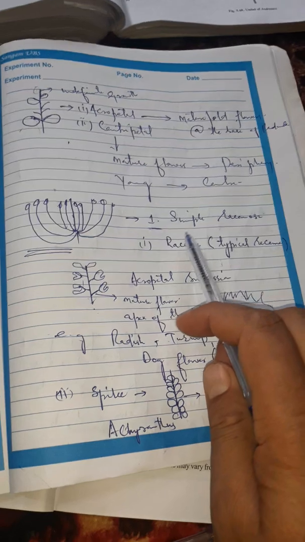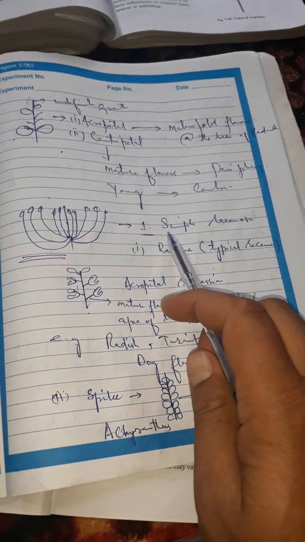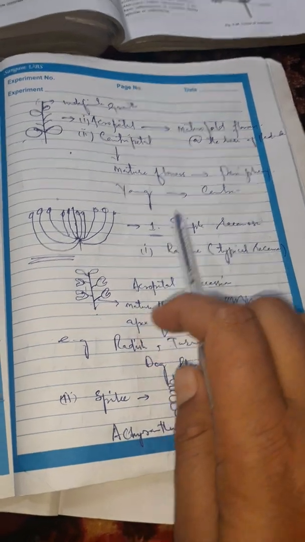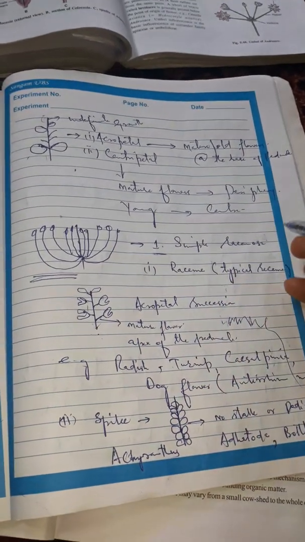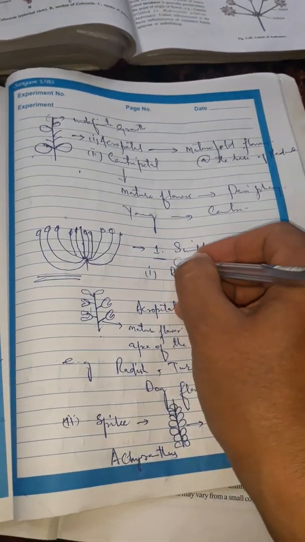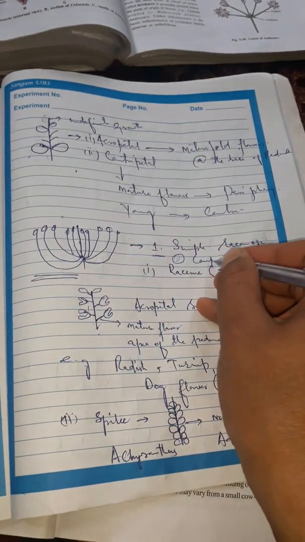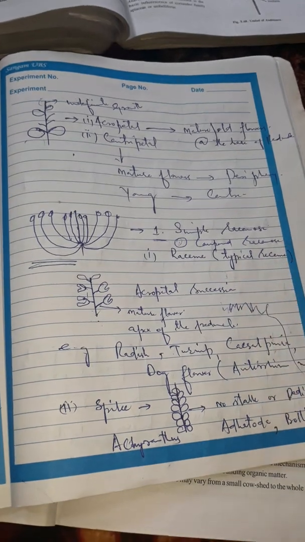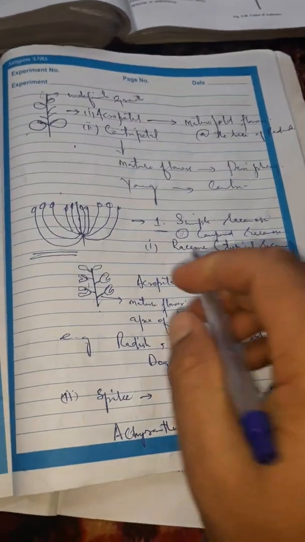So far as the racemose inflorescences are concerned, there are two types. One is called a simple racemose inflorescence, another is called a compound racemose inflorescence. Simple and compound racemose inflorescence.